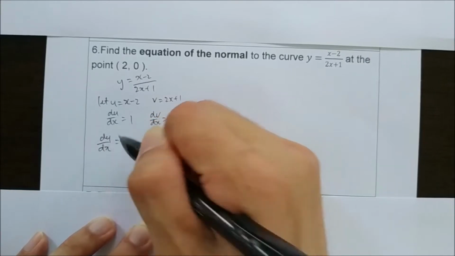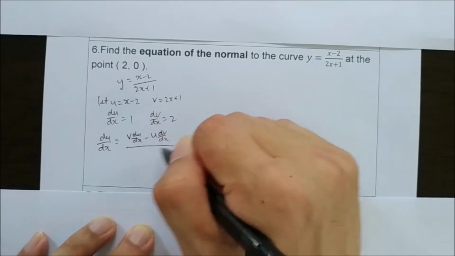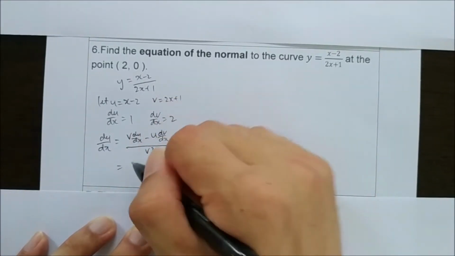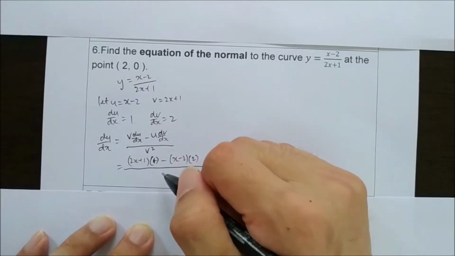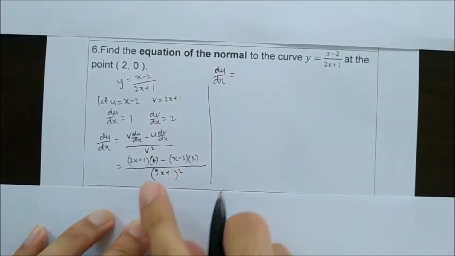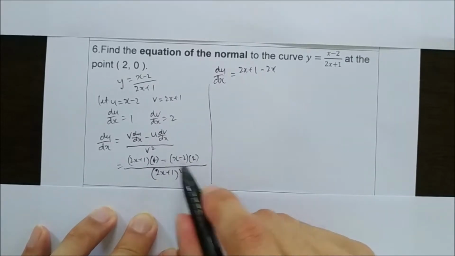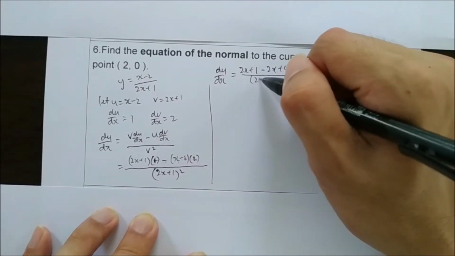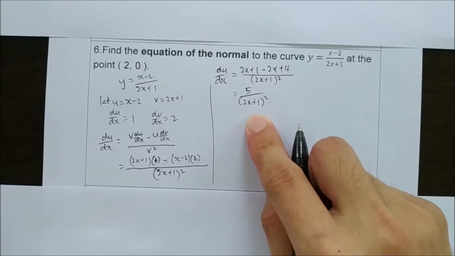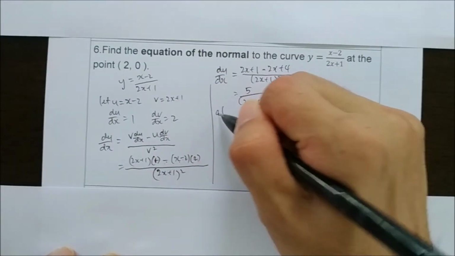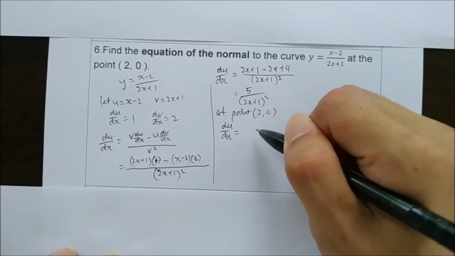So du/dx equals 1, dv/dx equals 2. To find dy/dx, I need to use the formula (v du/dx minus u dv/dx) over v squared. v is 2x plus 1. So this is the gradient of the tangent for the curve. At point (2, 0), x has a value of 2. So dy/dx equals 5.